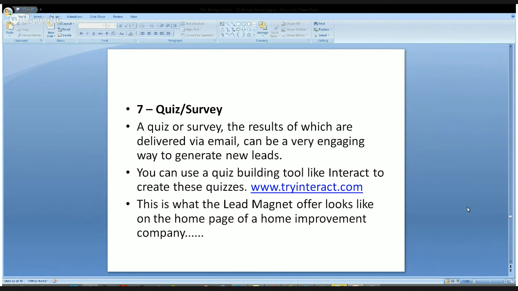Quizzes and surveys, these are very, very underused, and if you put a quiz or a survey up, these can be very interesting. People like quizzes, they like surveys, as long as they're not something that they're going to be giving away all their personal information on, and they can get the results back. It can be a very good way to generate leads, and you can use quiz building tools like Interact to create quizzes if you want, and that's the web address for you.